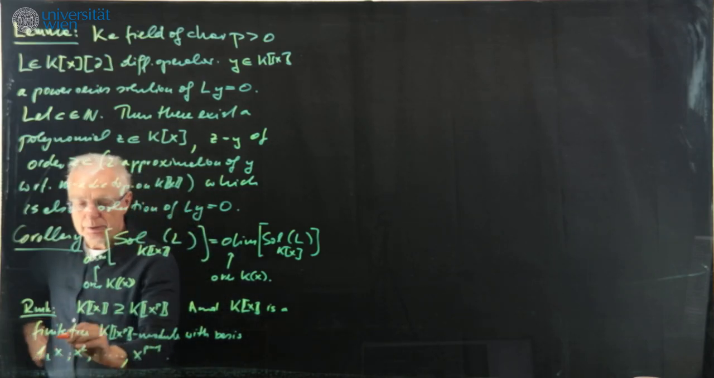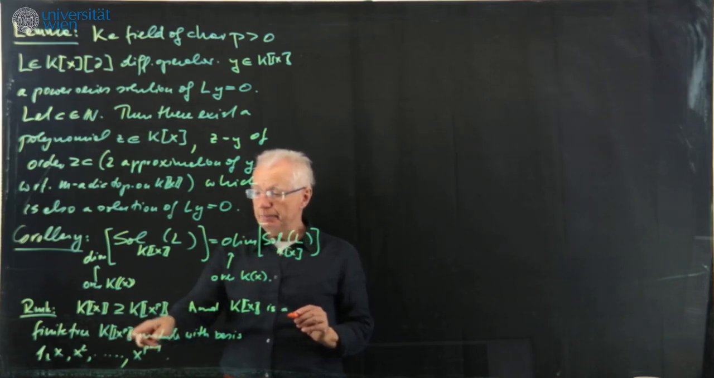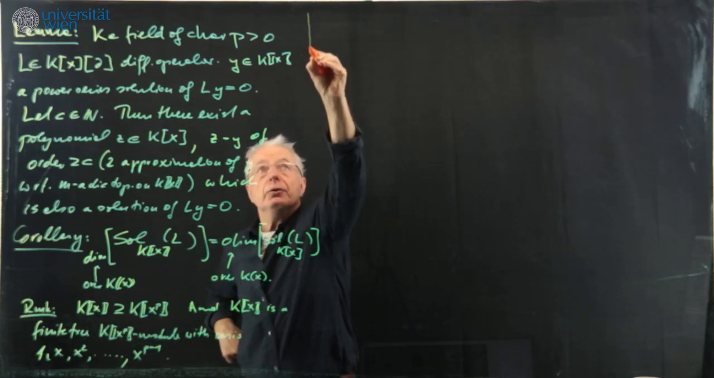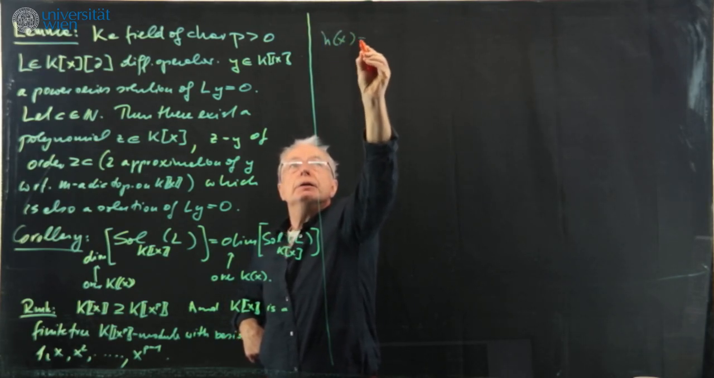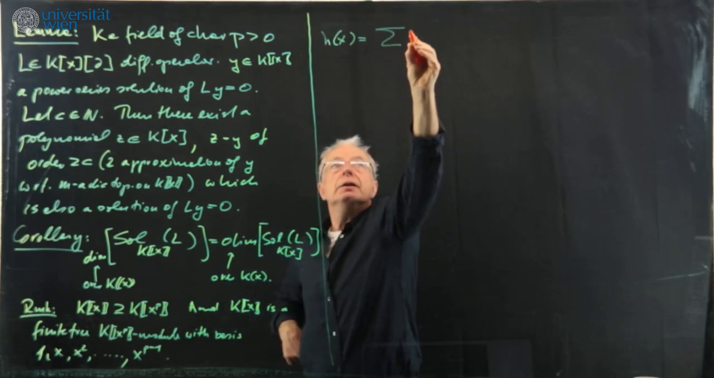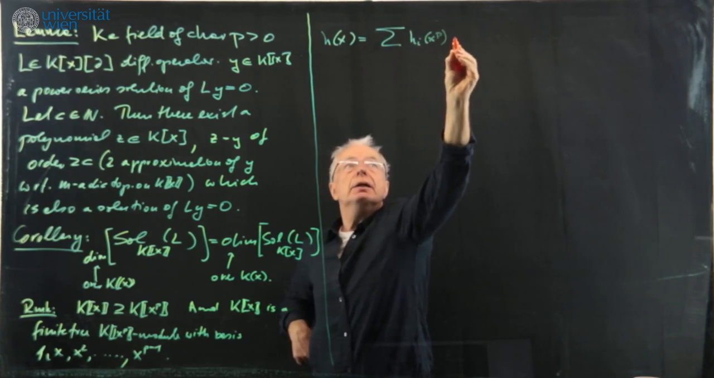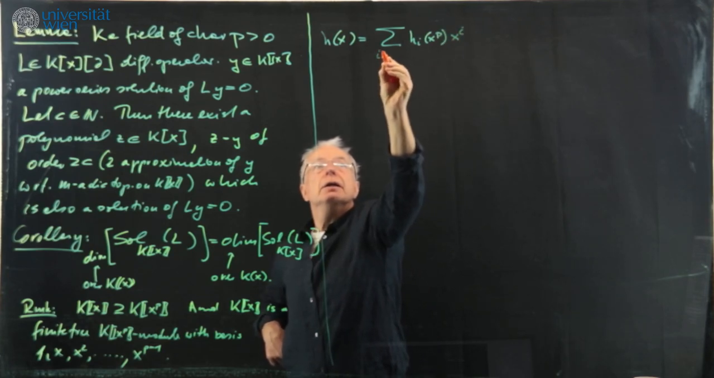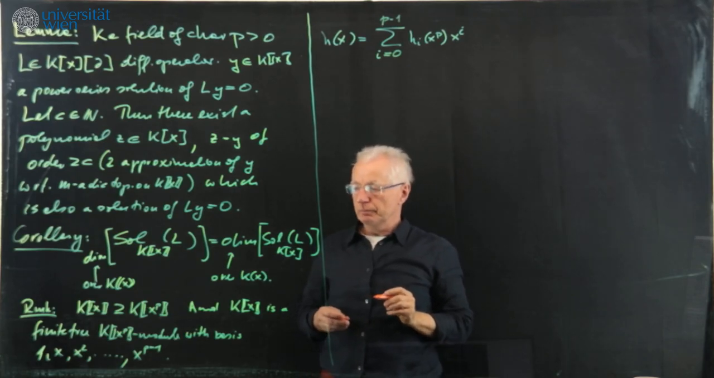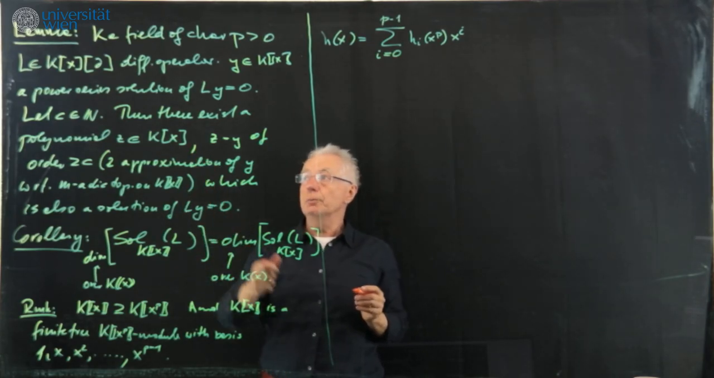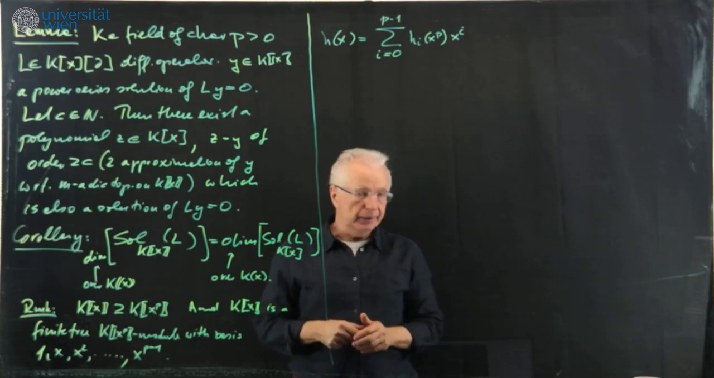Okay. So this means that you can write any power series uniquely. If you have h of x, it can be written uniquely as the sum of h_i(x^p) x^i, i equals 0 to p minus 1. And this is, of course, the heart of the proof of this lemma. But for this, we will take a 5 minute break and we will be back again.